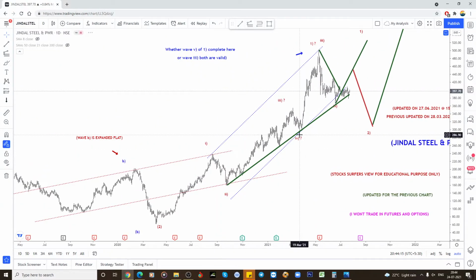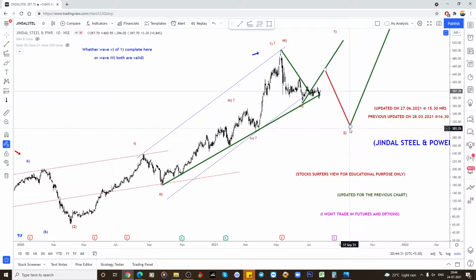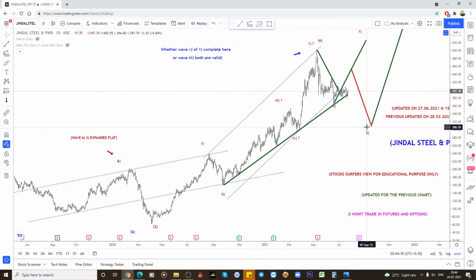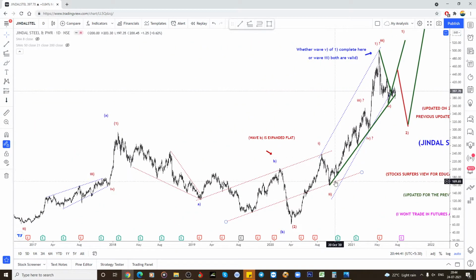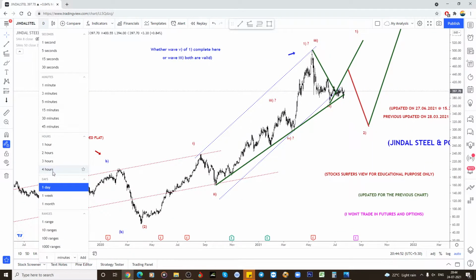So let's move on to the next, Jindal. Jindal also needs waiting, as I have already said: whether this is the third wave and we are in the fourth wave, one more high is also possible. But if it is the end of wave one and we need to enter, we need to enter here itself, the 300 zone. Only if it comes here do we need to buy this Jindal. And this is also 1, 2, so 3, or this could be 1, 2, 3, 4, 5 ending here itself, and I'm looking for the second wave.